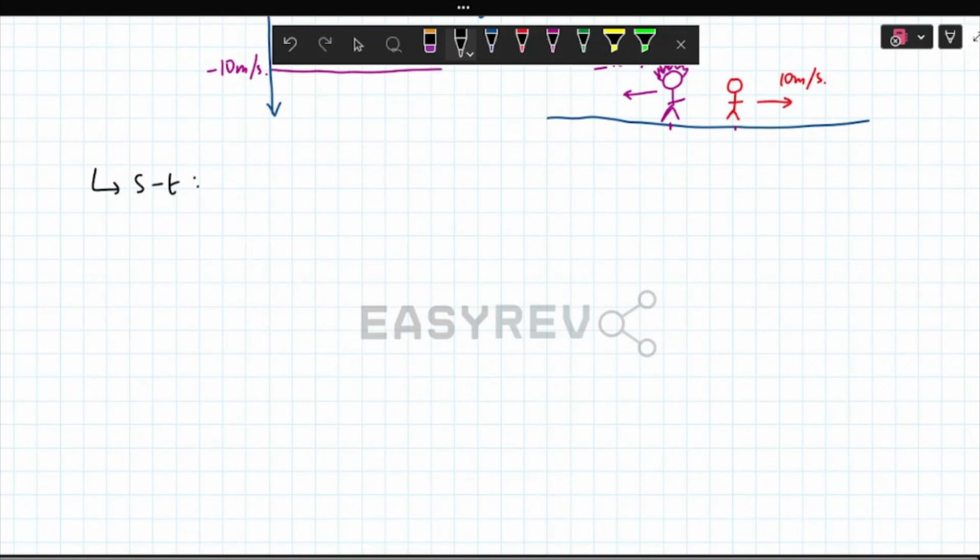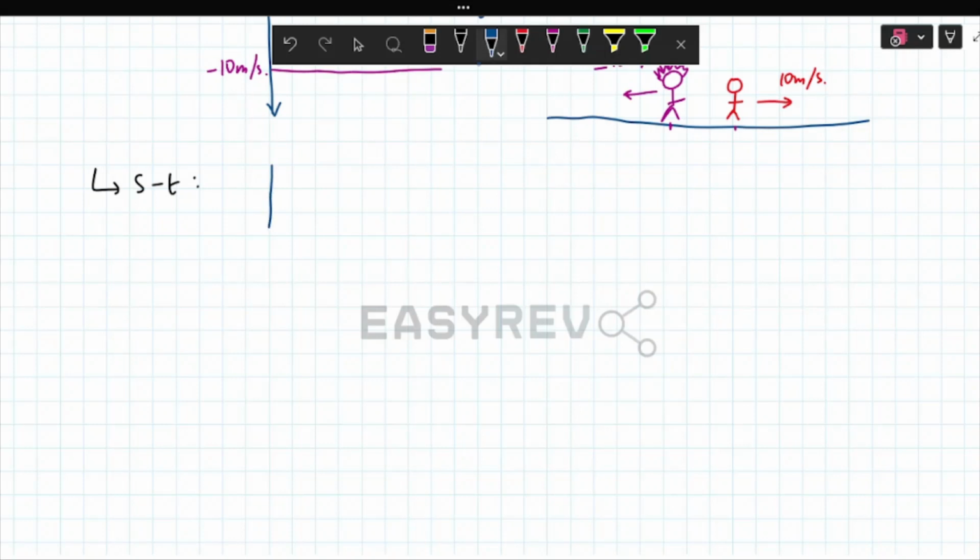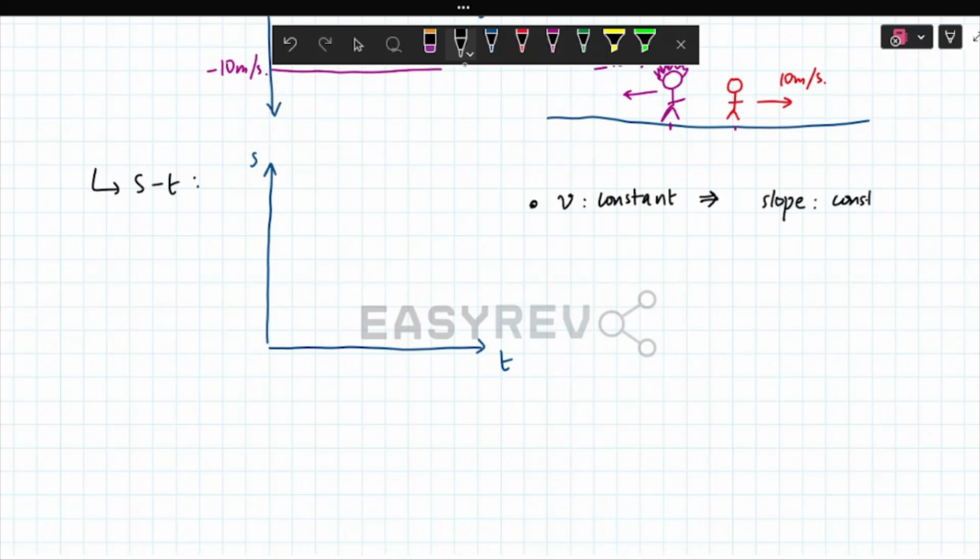Now let's see what constant velocity looks like on a displacement time graph. For a displacement time graph, we remind ourselves that you have displacement on the y-axis, time on the x-axis. And since velocity is constant and non-zero, we expect the gradient or the slope of the graph to also be constant and stay non-zero. There's only one graph line that we could possibly draw such that it has a constant slope. That's basically going to be a straight line.